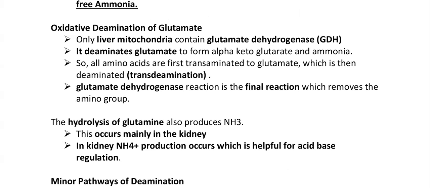The hydrolysis of glutamine also produces ammonia, NH3. This occurs mainly in the kidney. In the kidney, NH4 plus, ammonium ion production occurs, which is helpful for acid base regulation.